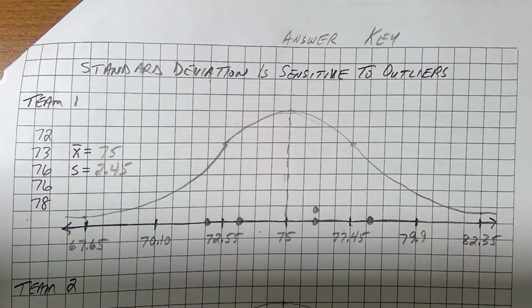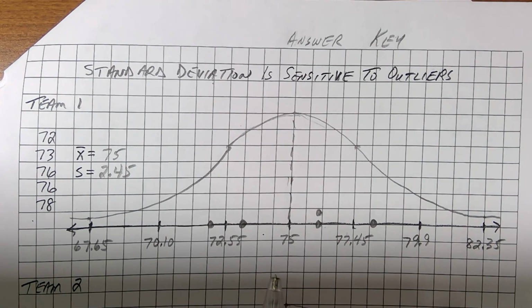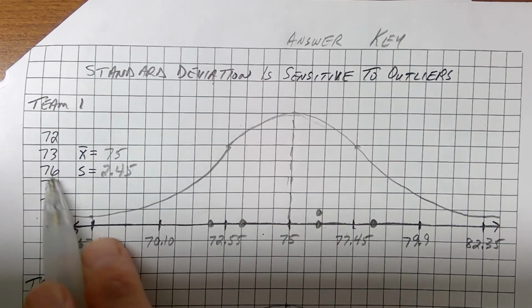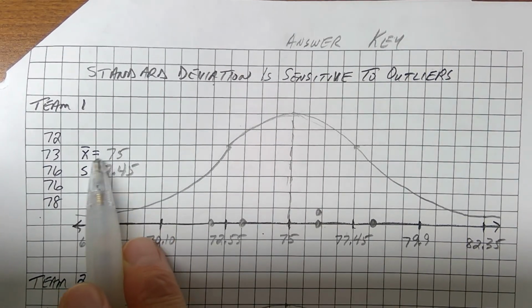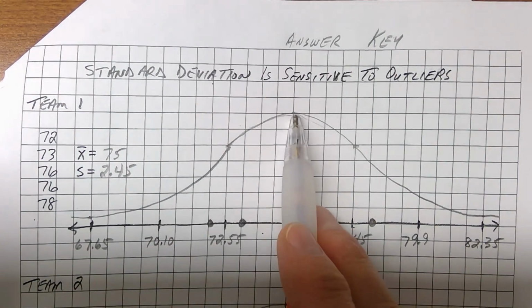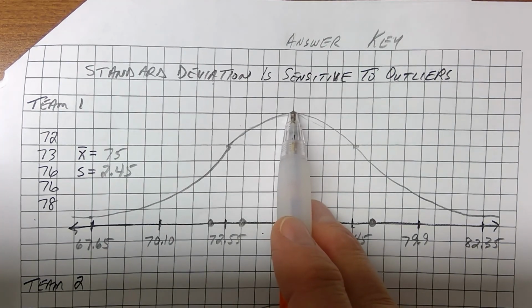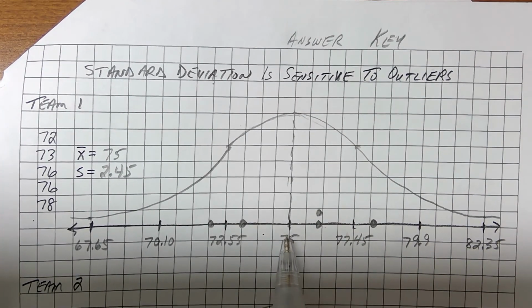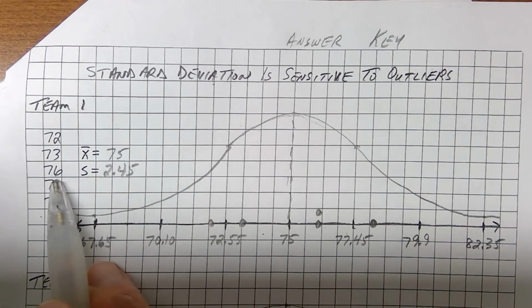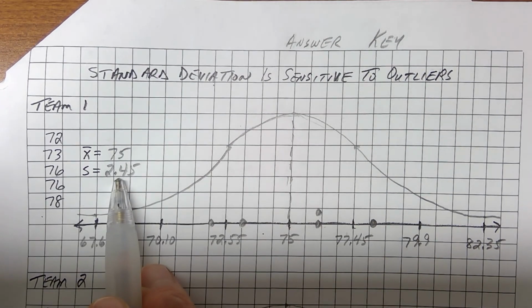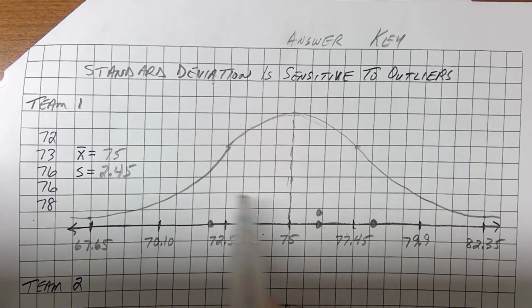Okay, and finally I want to show you how this maps out on a graph. With our basketball team here, our average height was 75 inches. That goes in the middle of our graph. The average, the one that was most common, was about 75 inches, give or take a standard deviation of 2.45.